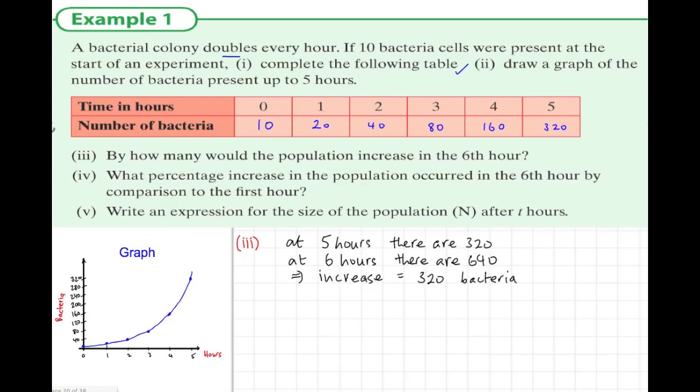Okay, question 4. What is the percentage increase in the population that occurred in the 6th hour? Now we know the actual increase is 320, and we're comparing it to the 1st hour. So we write it as a fraction of the 1st hour, so that's 320 over 10. And we multiply it by 100 and put a percentage symbol to turn this into a percentage increase. And this gives us 3,200%.